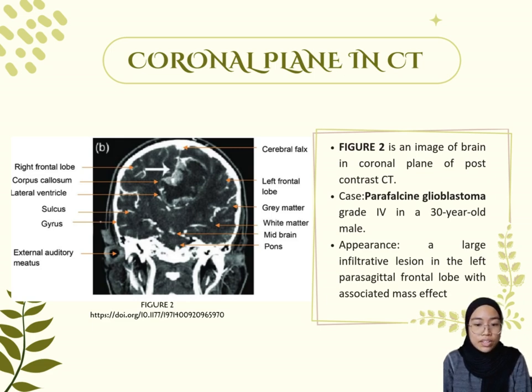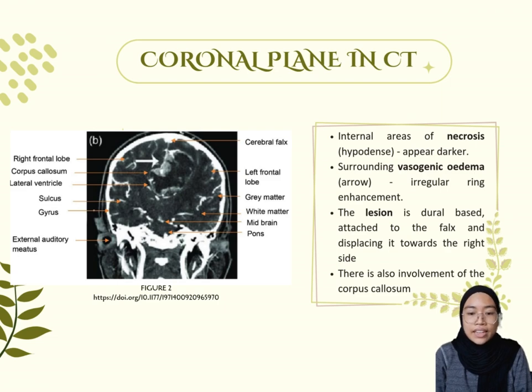There is an appearance of a large infiltrative lesion in the left parasagittal frontal lobe with associated mass effect. The internal area of necrosis, which is hypodense, appears darker compared to the surrounding tissue, and it is surrounded by vasogenic edema indicated by the white arrow, which appears as an irregular ring enhancement. The lesion is dural based, attached to the falx and displacing it toward the right side. There is also involvement of the corpus callosum.